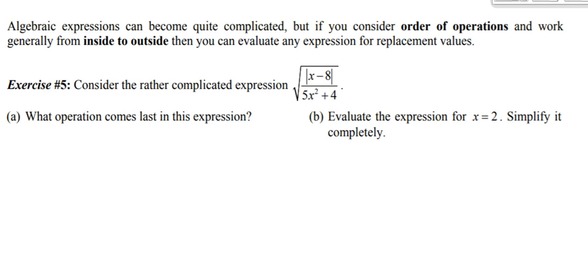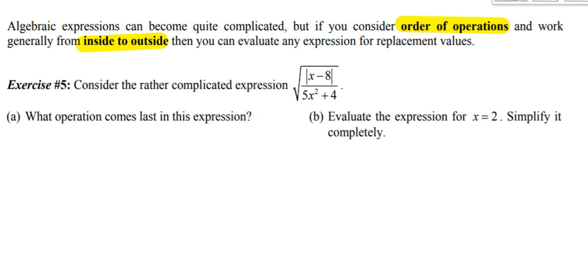Algebraic expressions can become quite complicated, but if you consider order of operations, notice here it's bold, order of operations, and work generally from inside to outside, then you can evaluate any expression for replacement values. So exercise number 5, consider the rather complicated expression. This has a lot going on. It's a fraction, it has absolute values, and it has a square root. Part A says, what operation comes last in this expression? Part B says, evaluate the expression for x equals 2, simplify it completely.